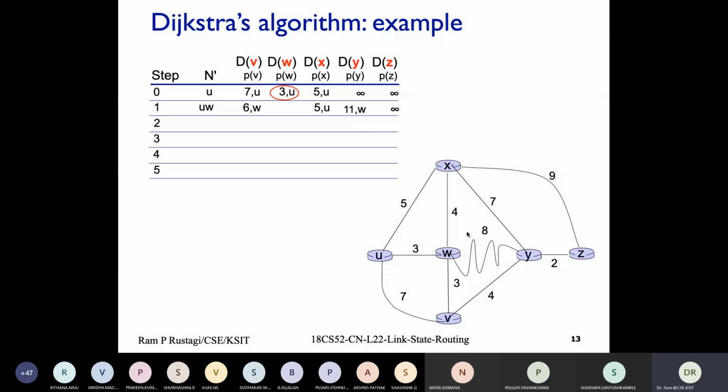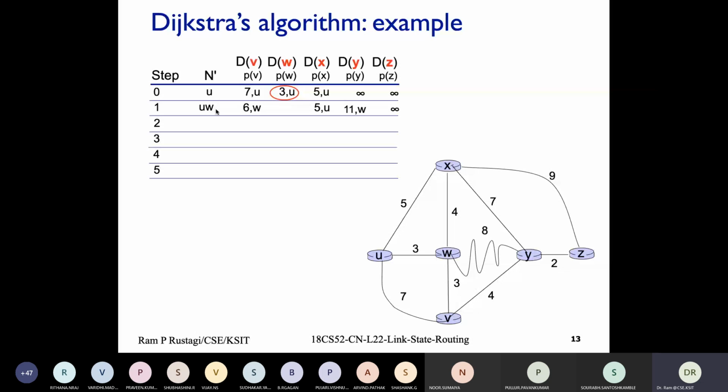But for Y, I had cost infinity. Now my DW is 3, W to Y is 8, it becomes 11. And predecessor is W. Is that okay? Yes, sir. Now which is the node which has the minimum D?